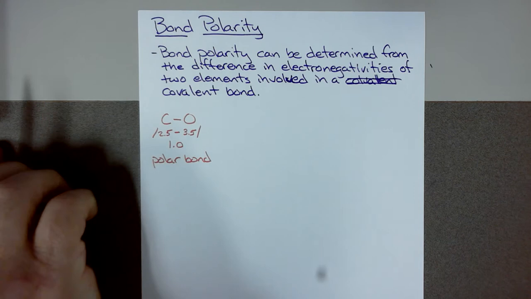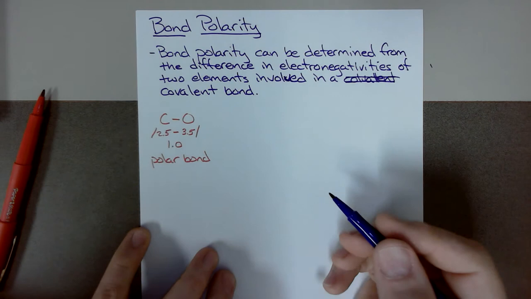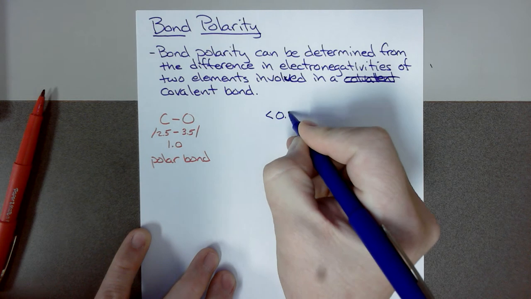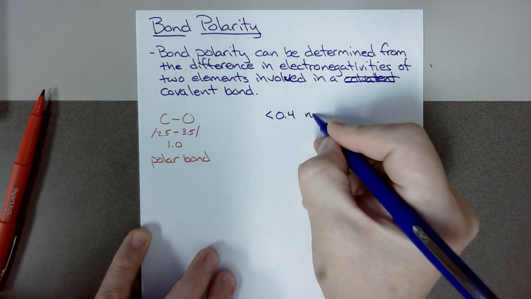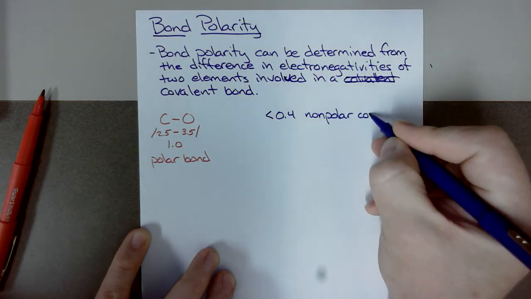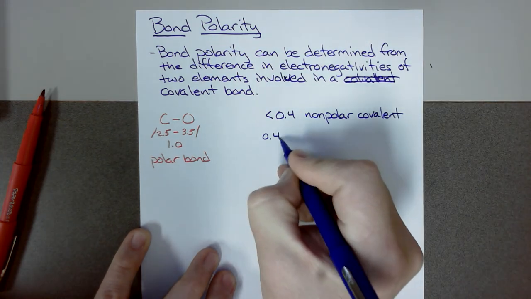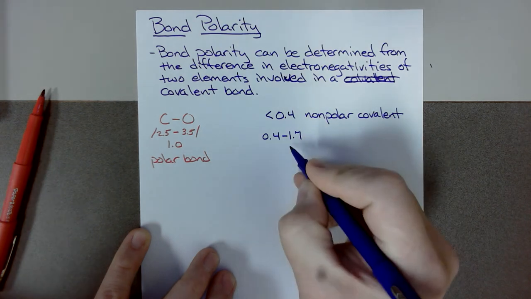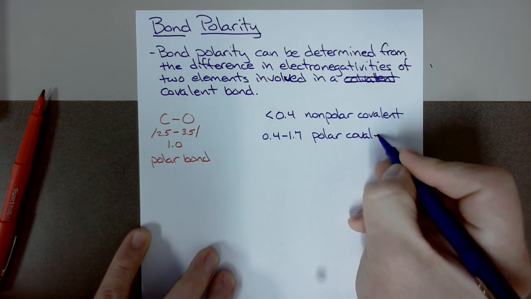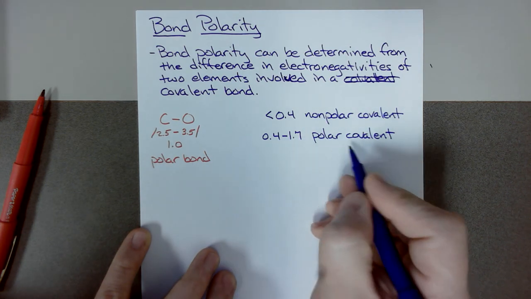and the oxygen. Now let's make a chart of knowing when something is nonpolar covalent, polar covalent, and ionic. If the difference is less than 0.4, then this is a nonpolar covalent bond. If it is 0.4 to 1.7, if it's in between those values, then it is a polar covalent bond.